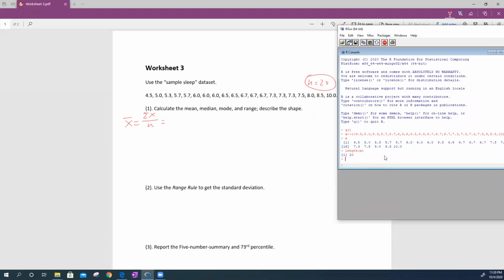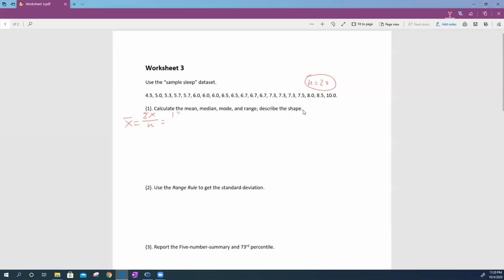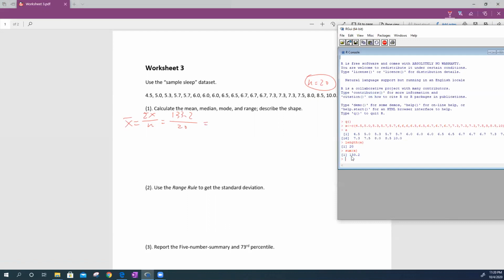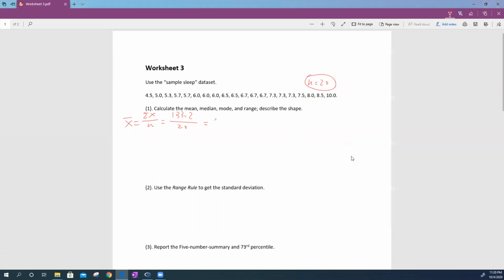So then we're gonna look at the total, add up everything together. So that's 133.2, and then divided by 20. So we have 6.66 as the mean of this data. And then we're going to look at the median.